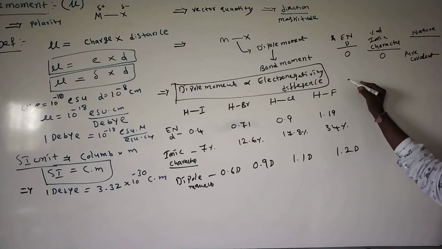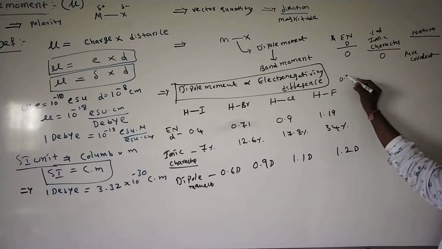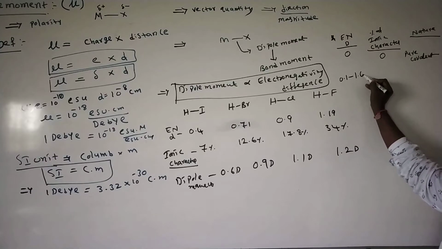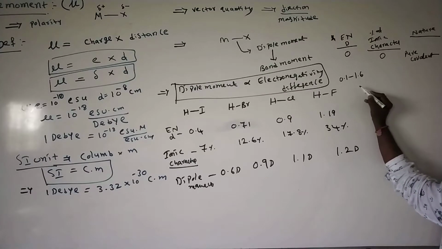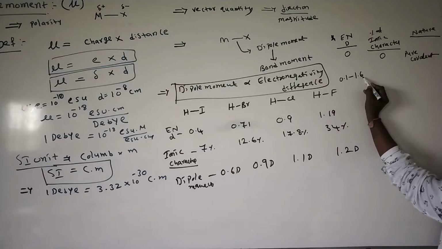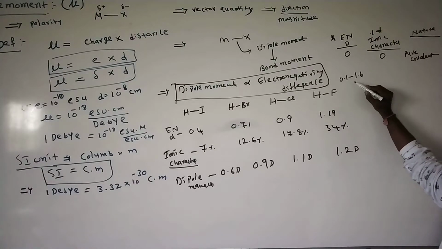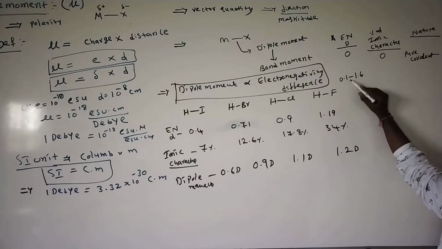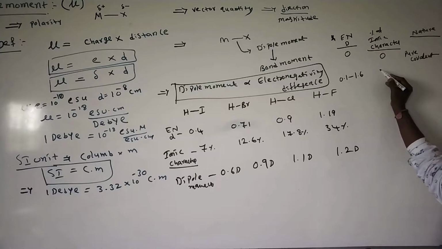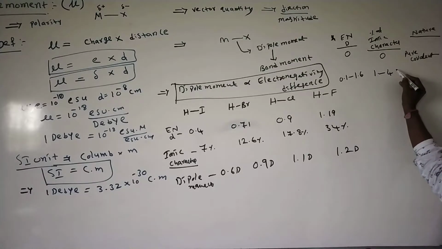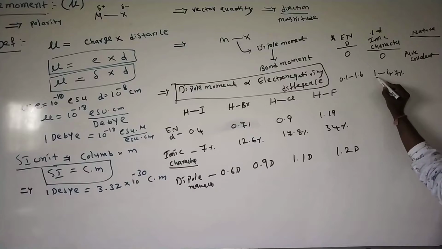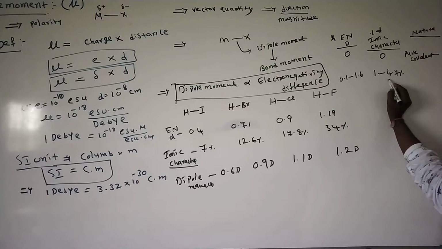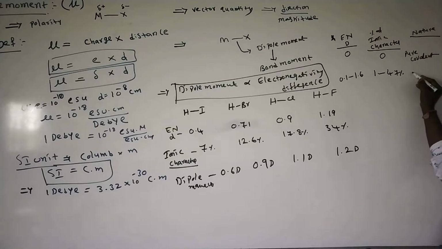For example, if the electronegativity difference is 0.1 to 1.6, that molecule shows 1 to 47% ionic character. That molecule is a polar covalent molecule.